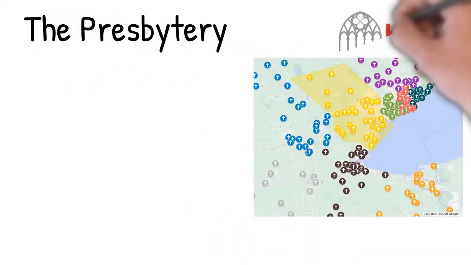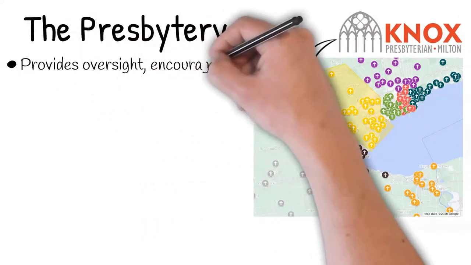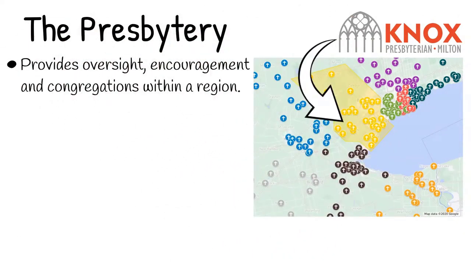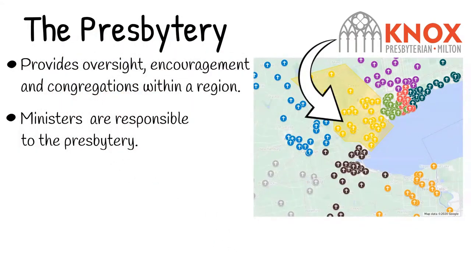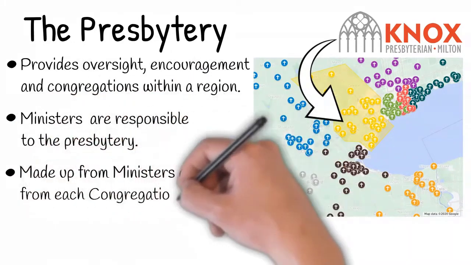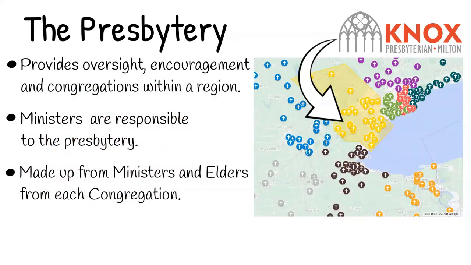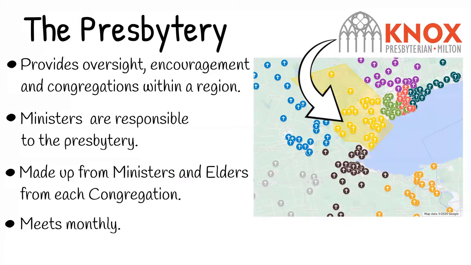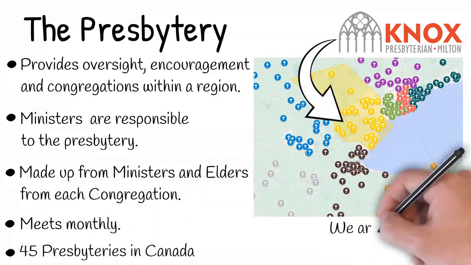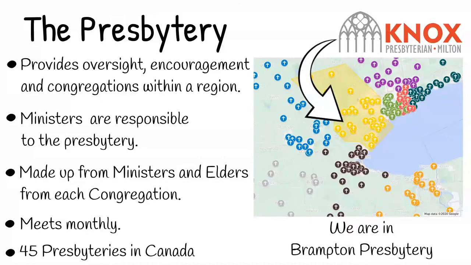So next we'll talk about the presbytery. The presbytery provides oversight and support to congregations within a region. Ministers in the church are actually responsible and accountable to the presbytery. The presbytery is made up of ministers as well as elders from each congregation, and there's generally going to be an equal number of each. Like the session, the presbytery generally meets monthly, though this could change from presbytery to presbytery and depending on the time of the year. There are 45 presbyteries in Canada, and at Knox we are part of the Brampton Presbytery.